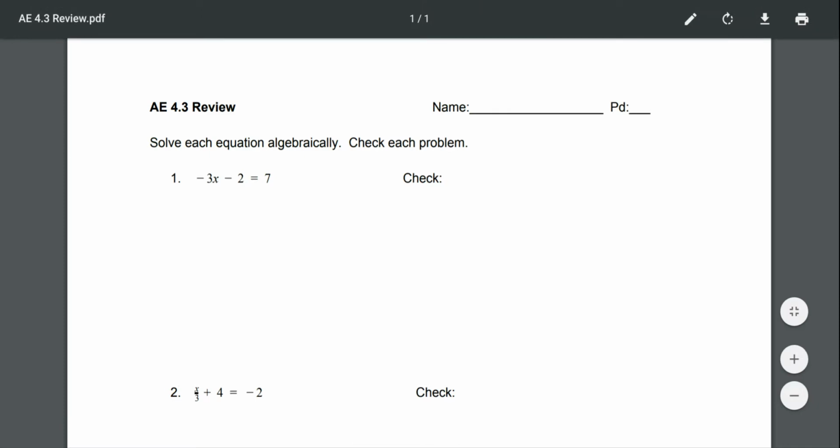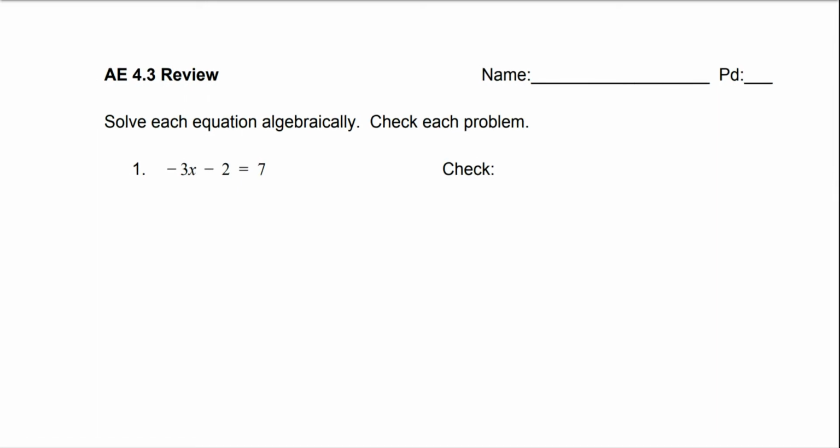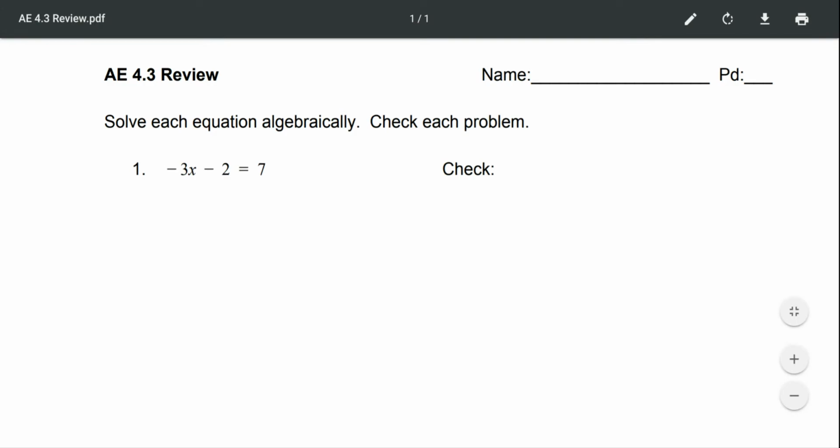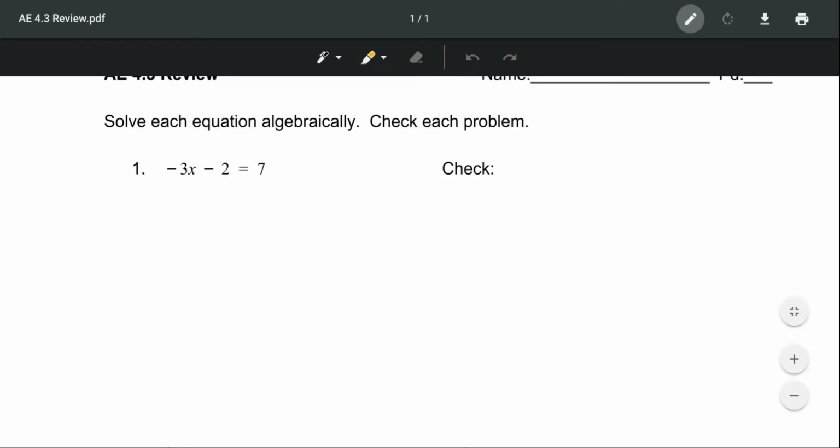This is a review of solving equations algebraically. So in number 1, you have negative 3x minus 2 equals 7. First, you want to rewrite subtraction as addition. So you're going to rewrite the equation as negative 3x plus negative 2 is equal to positive 7.